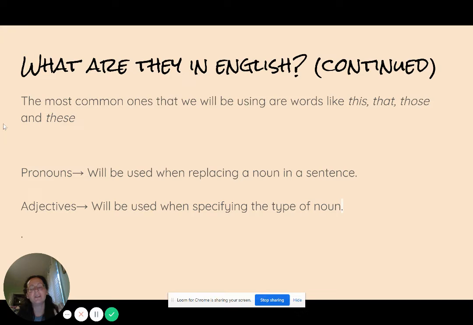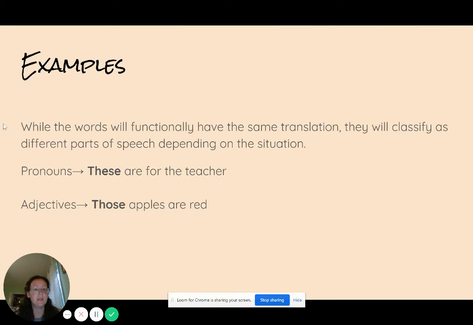But for the majority of our usage in class, we are going to be using demonstratives as adjectives. So they're going to be used to specify the type of noun. If I'm saying like, these students are smart, or that apple is red. That's the context in which we will be using demonstratives. So like I said, examples.